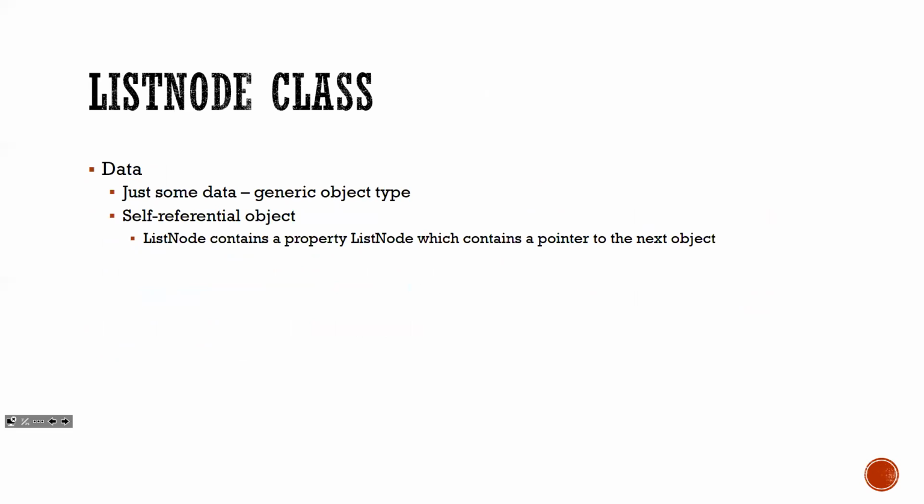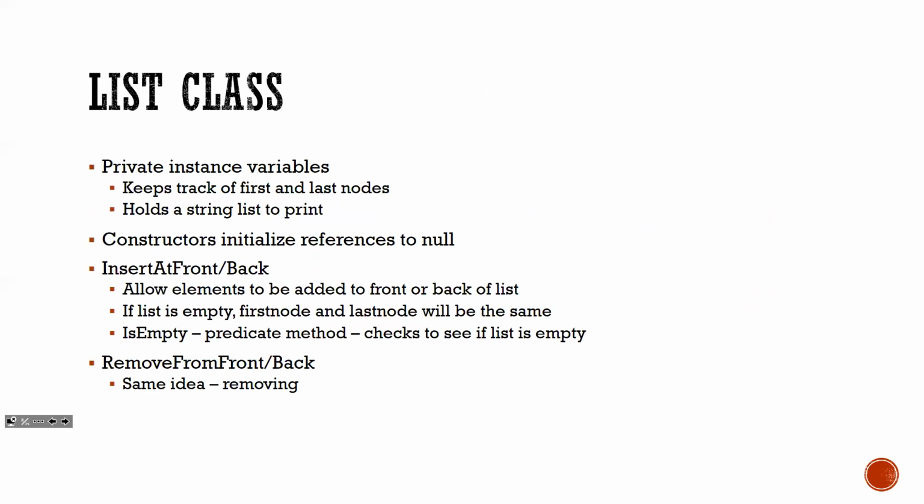Now, whenever we're looking at a linked list, the list node class gives us information about each of the nodes, the data and the pointer that points to the next node in our linked list. The list class itself keeps track of all of those different nodes. So if we're using a list class in C#, we're using a linked list behind the scenes. So the list class is keeping track of the first and last node. It's got constructors to initialize our beginning references to null.